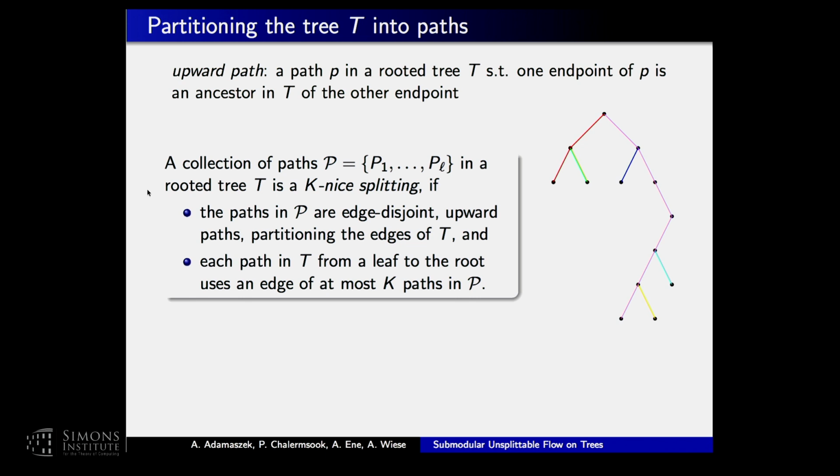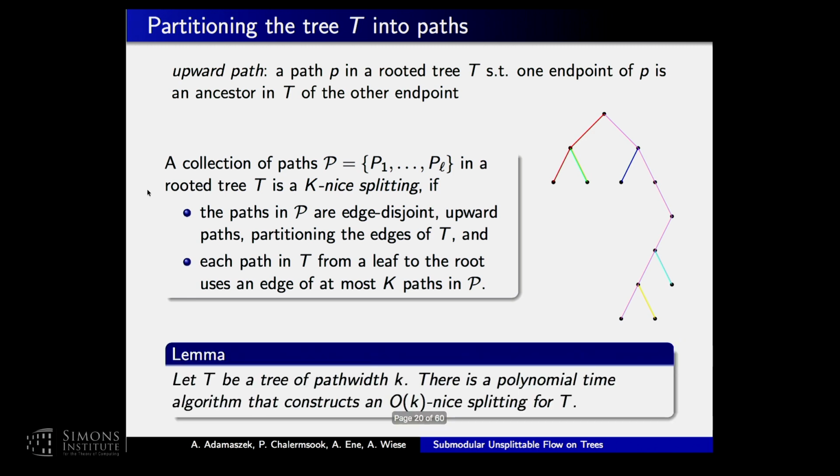And we define a collection of paths in a tree to be a k-nice splitting if every path is an upward path, the paths partition the edges of the tree, and when we look at any leaf of the tree and the path going from the leaf to the root, it uses the edges of at most k paths. So you can see in the figure here we have a two-nice splitting, because no matter which path we take into account, it uses at most two colors. And we can show the following lemma: when we have a tree of path width k, then in polynomial time, we can construct an O(k)-nice splitting for the tree.